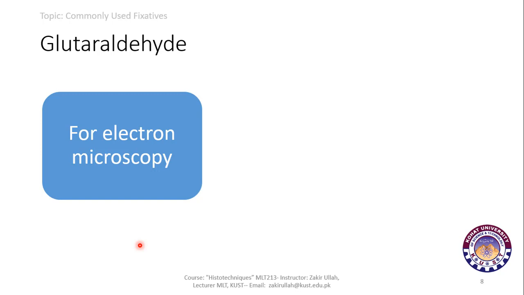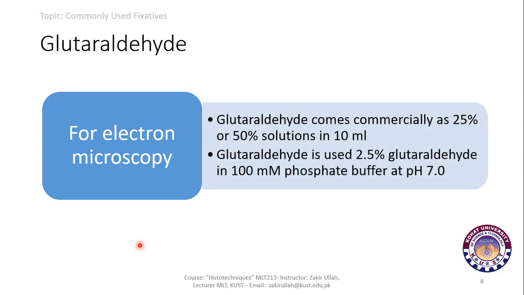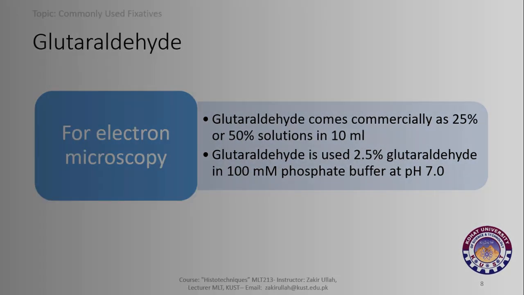Glutaraldehyde is mostly used for the electron microscopy of the tissues, and for electron microscopy, the glutaraldehyde comes commercially as 25% or 50% solutions in 10 ml, and it is used as 2.5% glutaraldehyde in 100 millimolar phosphate buffer. The pH of it should be 7, that is neutral pH.